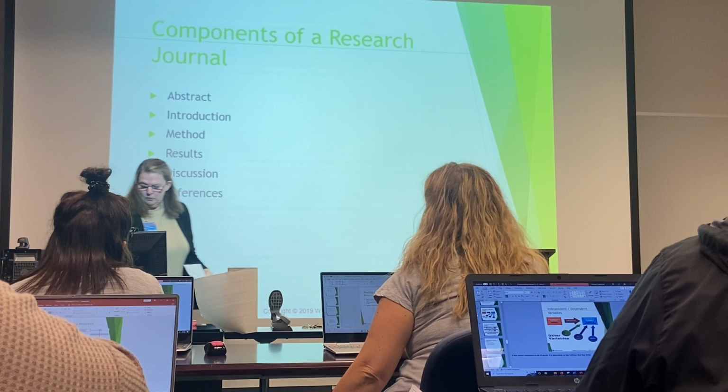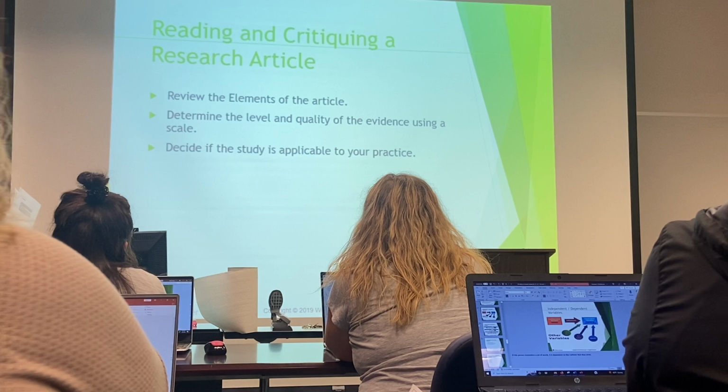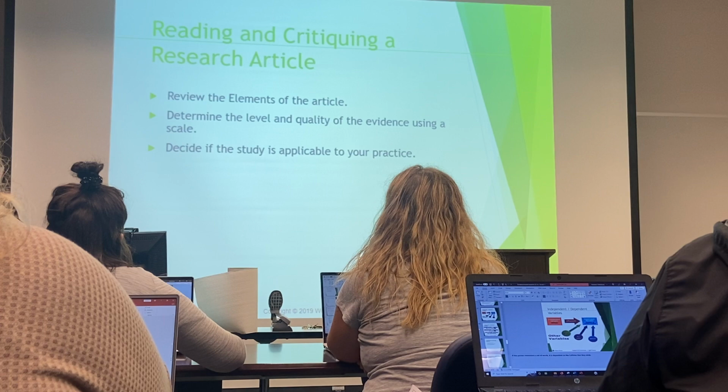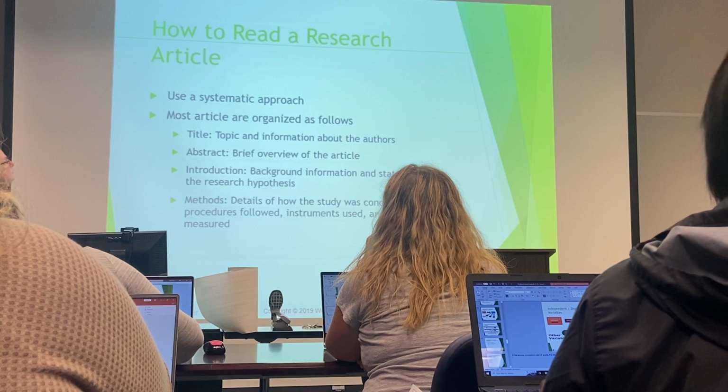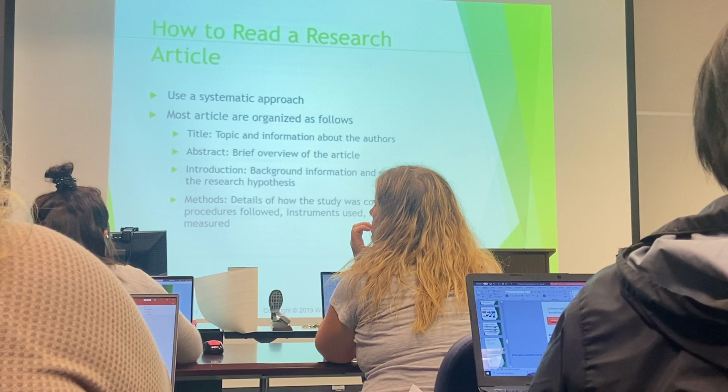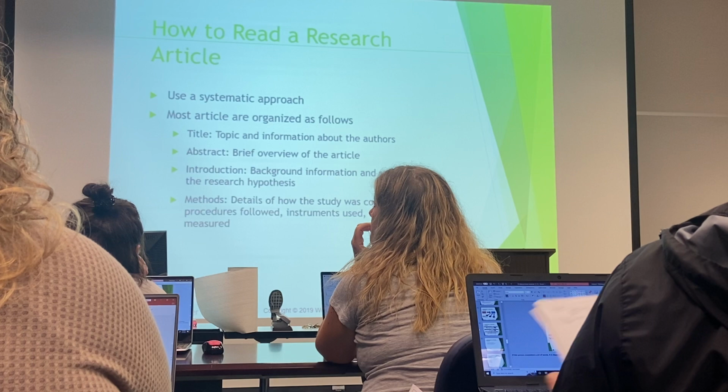So, review the elements of the article. And then determine the level and quality of the evidence using a scale, and then decide if the study is applicable to your practice. Is this what you're looking for? At first glance, a journal article might appear intimidating or confusing because it has lots of tables and graphs, lots of information. Especially if you haven't been doing a lot of reading of those kinds of things.